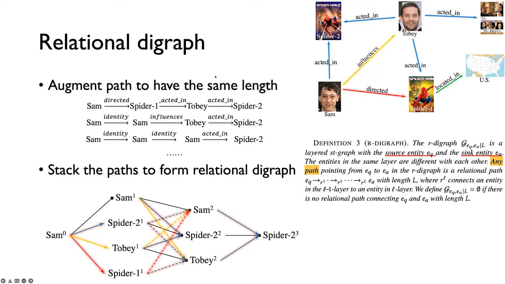This is the general trick in the knowledge graph reasoning area. Then we stack the entities in each step in the same layer as the subgraph here. The subgraph is a directed graph, which has a single source entity as a query entity and a single sink entity as an answer entity. Then all the paths between the query entity and the answer entity can be found in the subgraph.